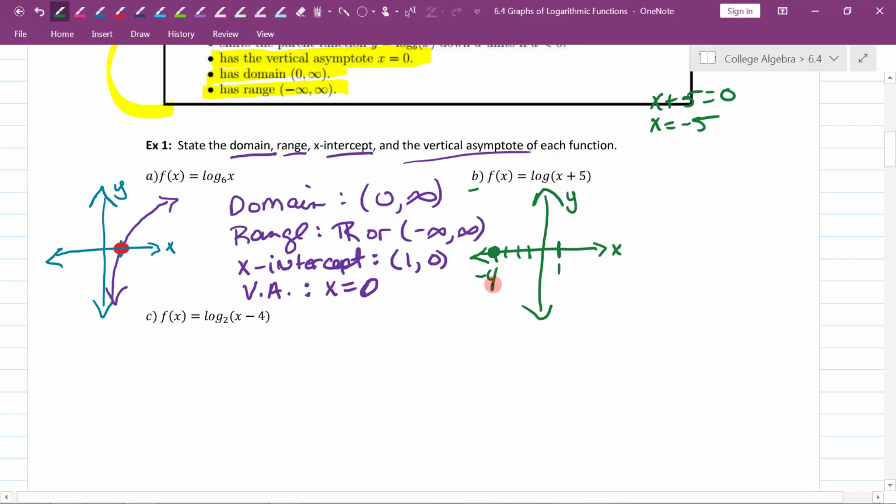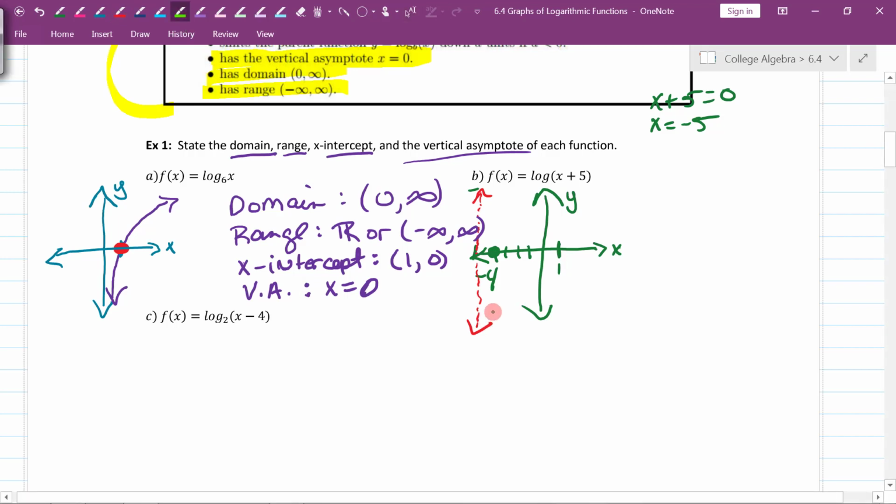Alrighty, now at -5 is going to be our vertical asymptote. And we'll just draw it in here. We're just going to squeeze it right on in. So that is at the line x equals -5. And our graph looks like this.